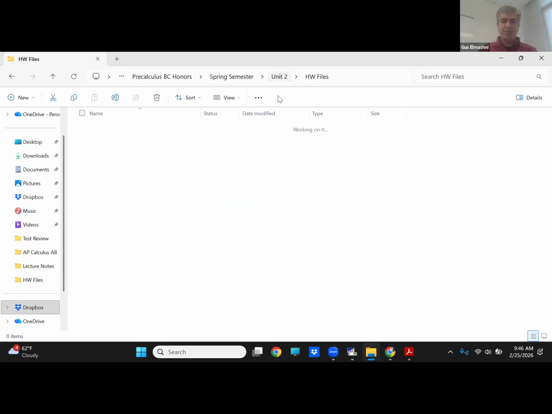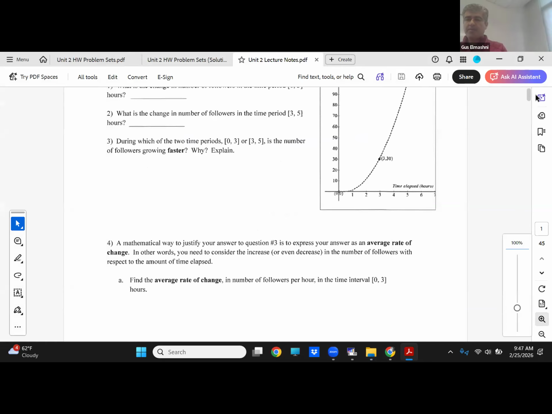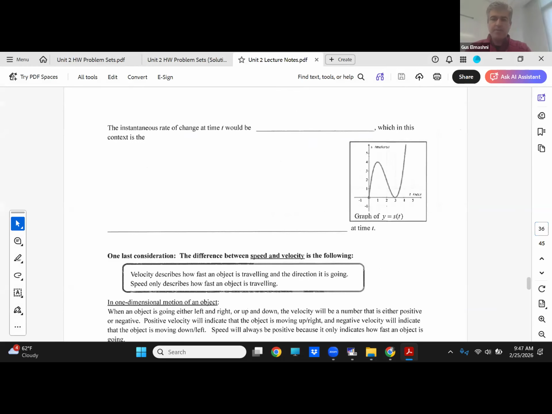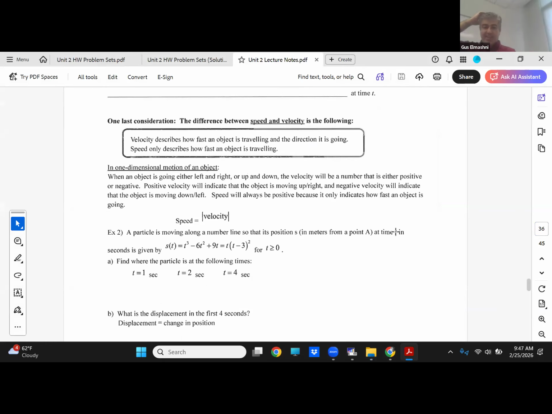But the most important thing, we've got to talk about linear motion. And the questions I'm going to do are also going to be on our test. I'm going to ask these questions. So I think I'm going to jump to page 36. Okay, one last consideration, but a pretty big one.